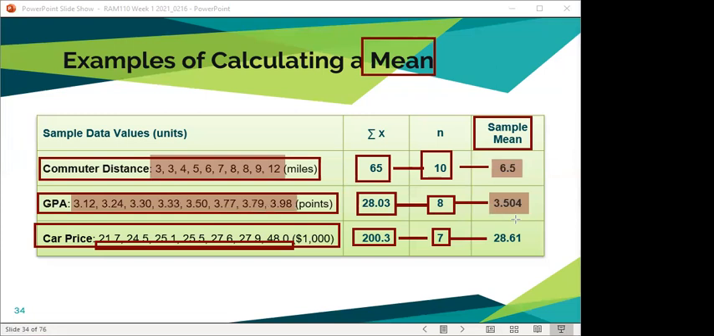GPA. If I said, class, my GPA was 3.504, that will not make sense to a whole lot of people because they'll say, I thought GPAs were in 2 decimal places. So what we do in this example is we would just round off to 3.50. And that way we can have a number that makes sense to the audience. You don't need that 3rd decimal place.